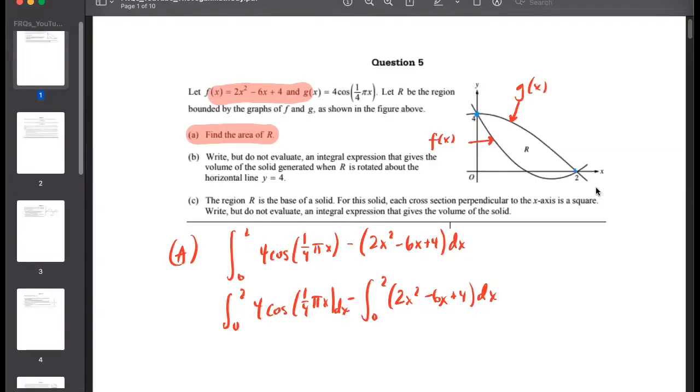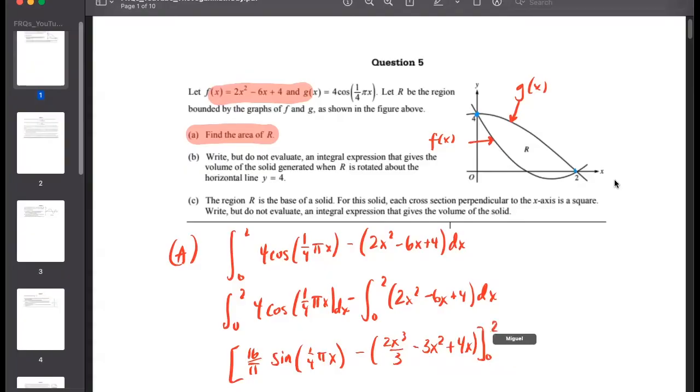Okay, so for the first one, I'm going to be able to use substitution. And I know that I can integrate this. This is going to become 16 over pi sine of 1/4 pi x minus, and I'm just going to go ahead and already integrate these sections, 2x cubed over 3 minus 3x squared plus 4x. And this is all from 0 to 2.